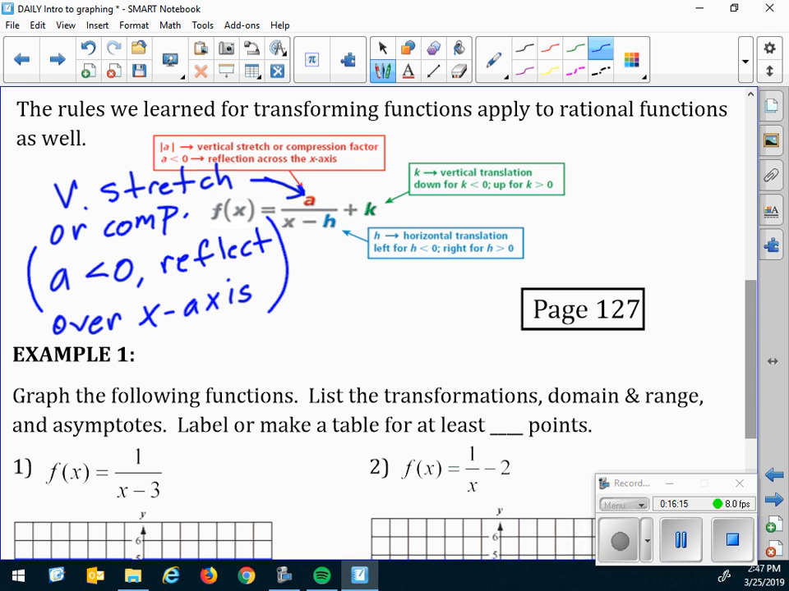Now let's talk about the h. In with the x. Remember, in with the x means horizontal. So I want you to draw an arrow to the h, and I want you to put left or right. Outside, not with the x, so up or down, yep.